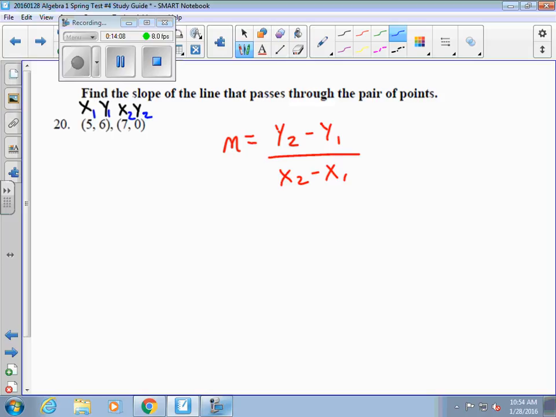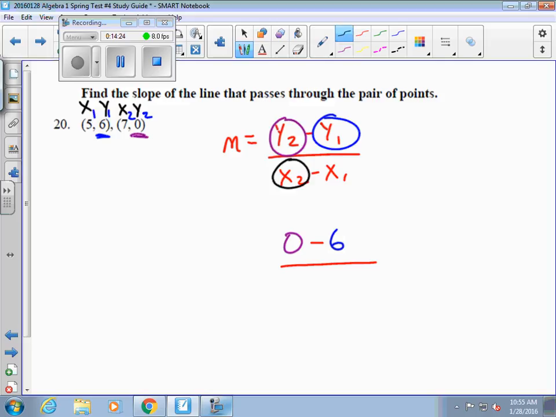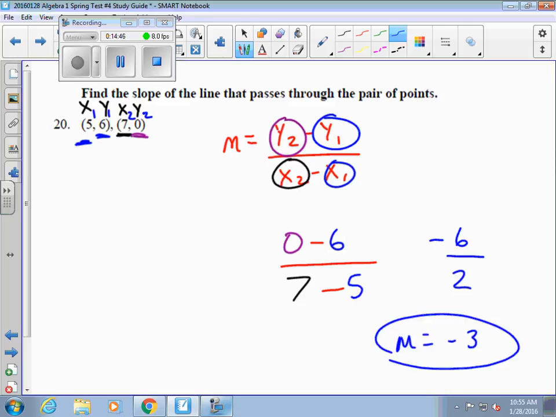So first things first, it asks you to do y sub 2. That's this value right here, 0. Minus, it asks you for y sub 1. That's this value, 6. Over, the next one it asks you for is x sub 2. That's this value right here, 7, minus the last one it asks you for, x sub 1. That's this value right here, 5. So 0 minus 6 is -6. 7 minus 5 is 2. -6 divided by 2, and negative divided by positive is a negative. 6 divided by 2 is 3. The slope is -3.